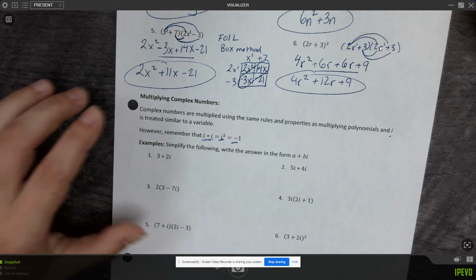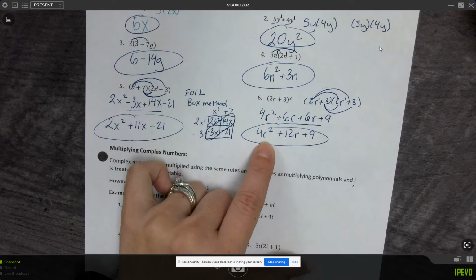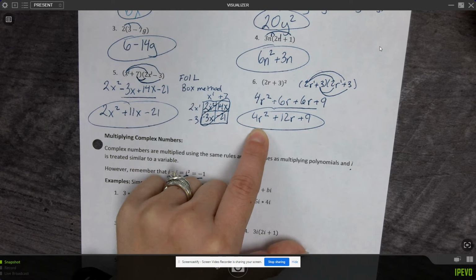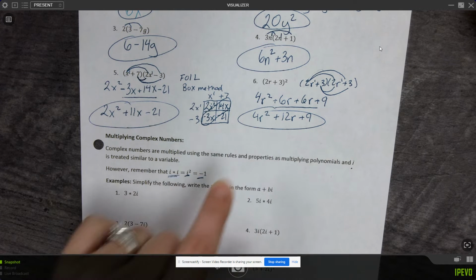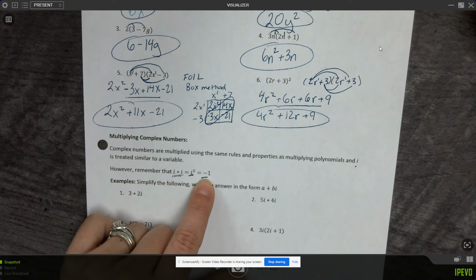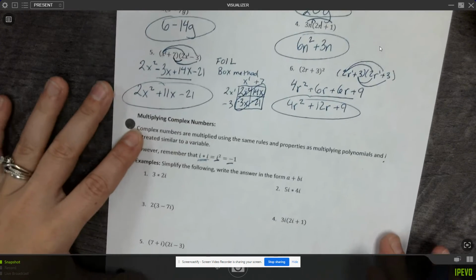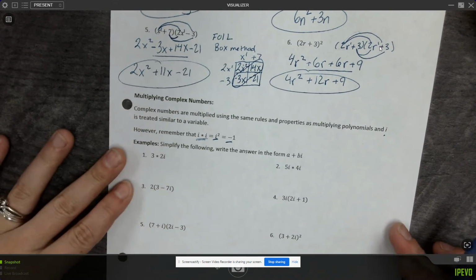So you're not going to leave it like back up here. You had it 4r squared. If this was a 4i squared, you wouldn't leave it like that. You would turn that i squared into a -1 and then do 4 times -1 and then go from there. So I'll show you some examples of what I'm talking about.